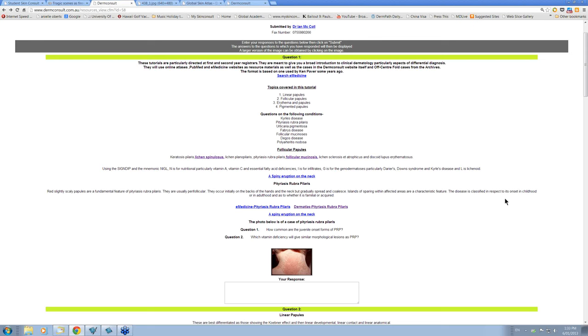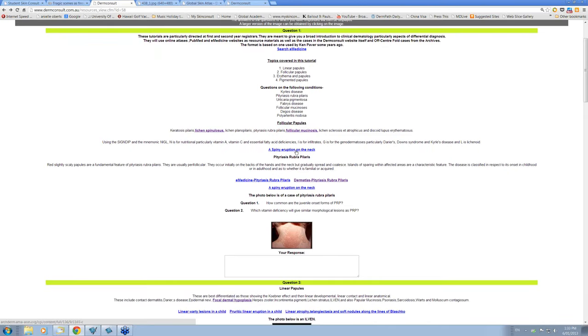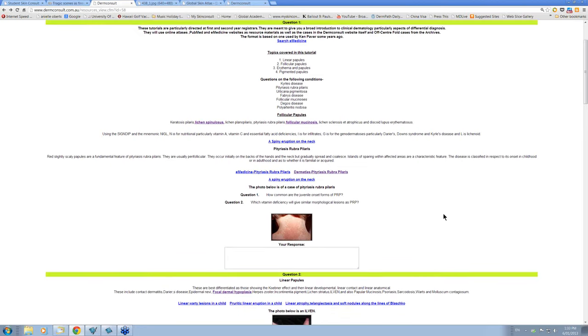The disease is classified in respect of its onset in childhood or in adulthood, and whether it's familial or acquired. I think there are about 5 or 6 different types of pityriasis rubra pilaris. Worthwhile having a look. We've got a link there to some cases in DermAtlas. By the way, these other references here are to cases as centerfolds in the Archives of Dermatology. It's quite a useful resource, and I used to be able to link directly into it, but you'd need to have access, but that gives you the link to go to.